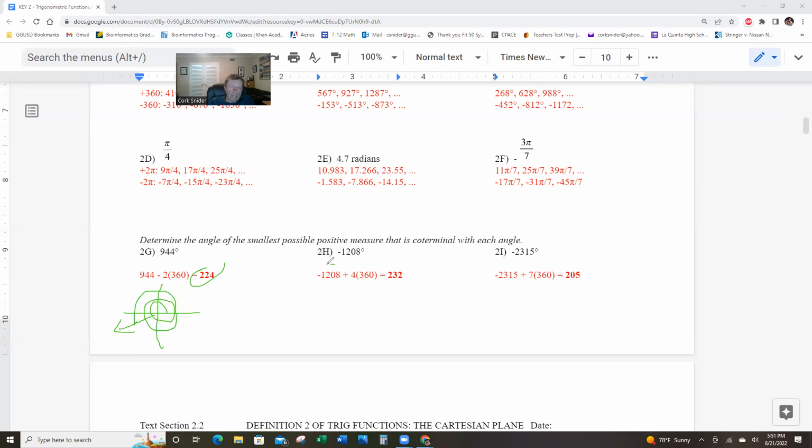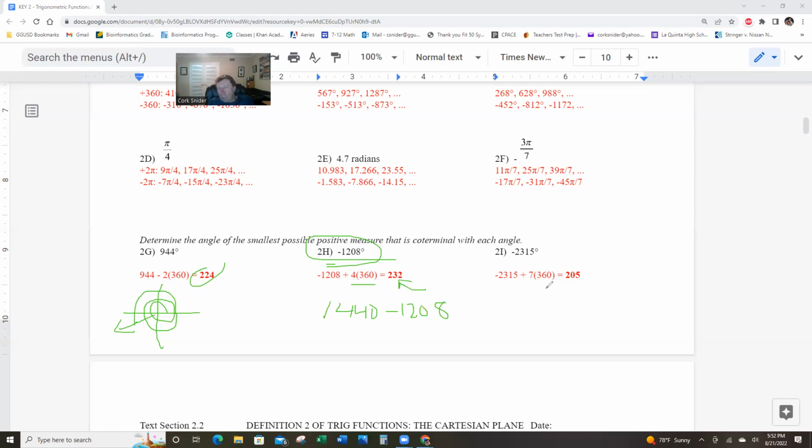So this one is a little bit tricky here. Okay. So negative 1208. I'm going to figure out how many turns there are in this thing. I think there's going to be, let's see here, 4 times 360. 4 times 360 is 1440. Okay, so that's 1440, and that's past this angle. So if I simply go 1440 minus 1208, I'm going to end up with 232.